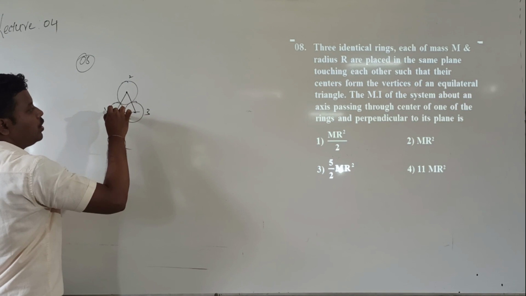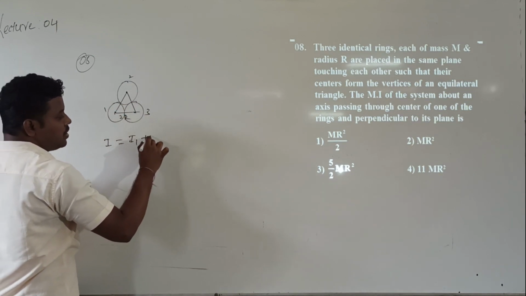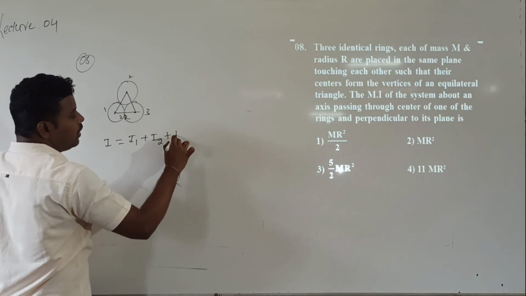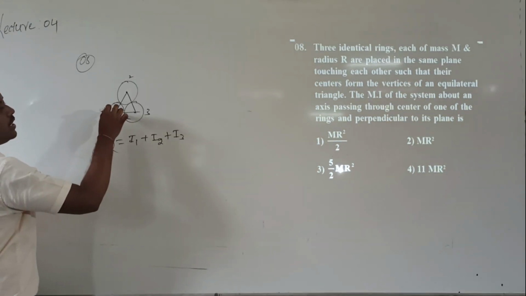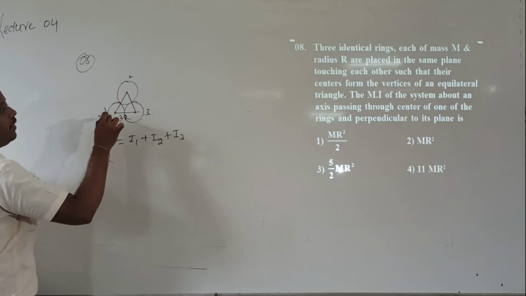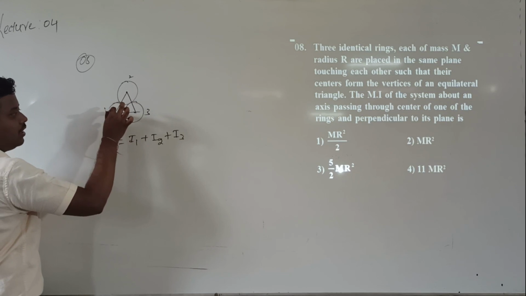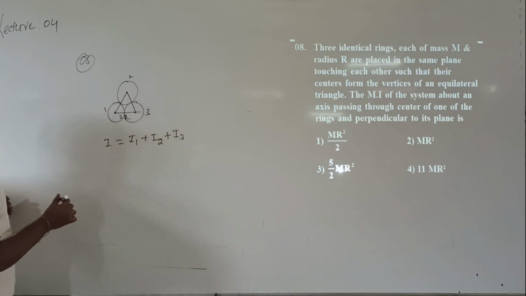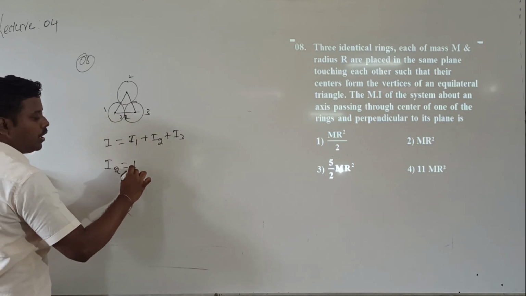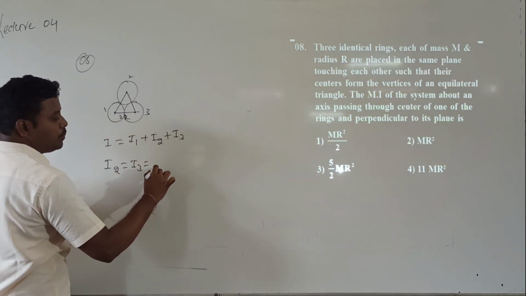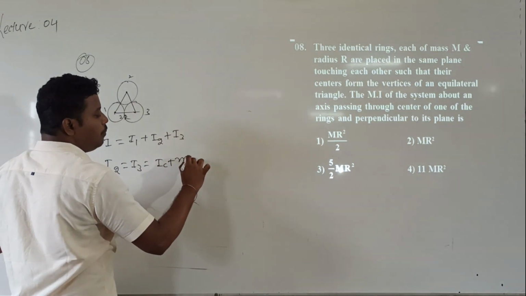The total moment of inertia I is the sum of the moment of inertia due to the first ring, the second ring and the third ring. To calculate the moment of inertia about the second and third ring, which theorem do I need to apply? I know the moment of inertia about this axis, and I want it about that axis, so I need to apply the parallel axis theorem. I2 is equal to I3, which is equal to IC plus m d square.